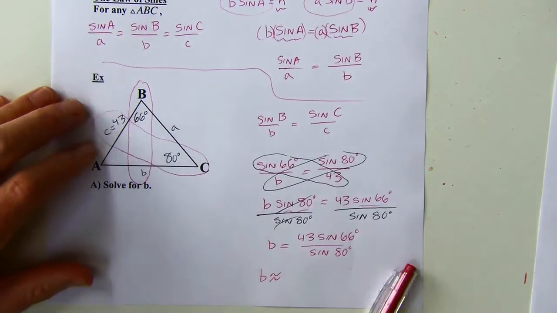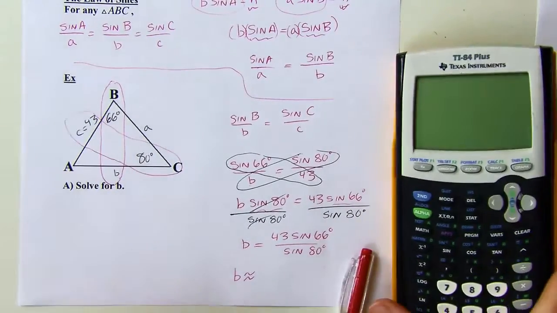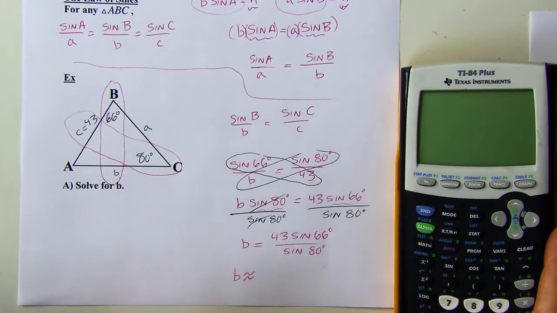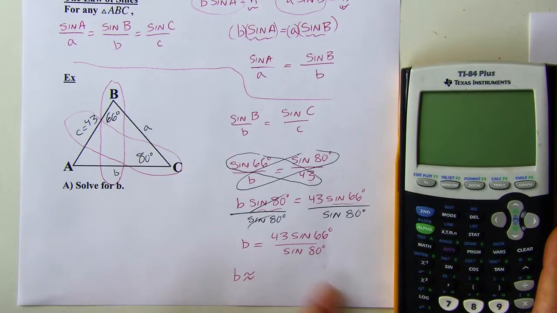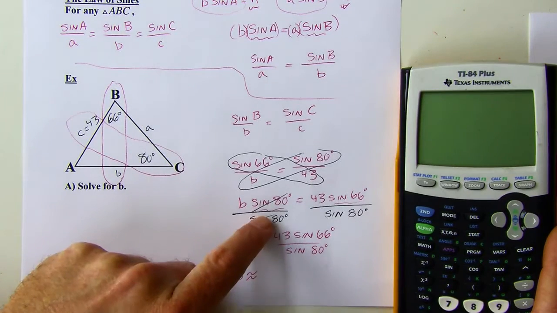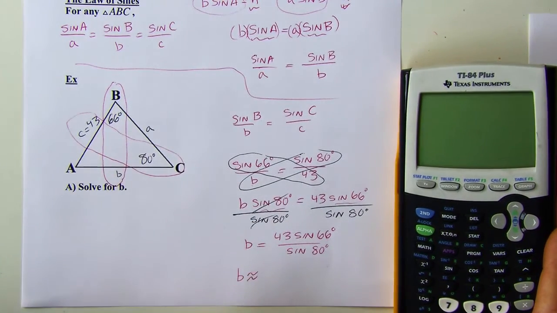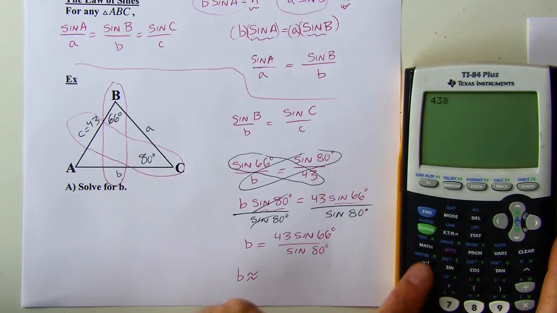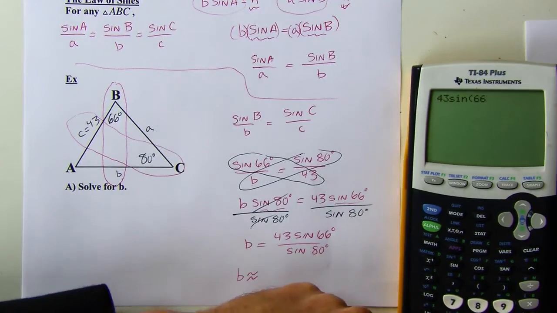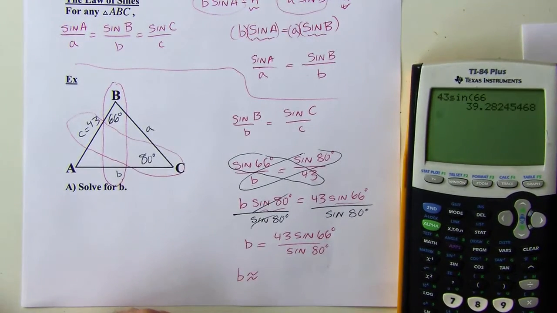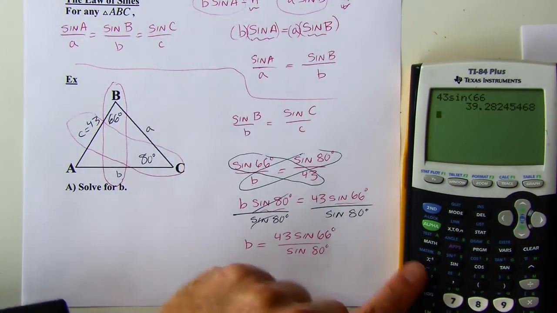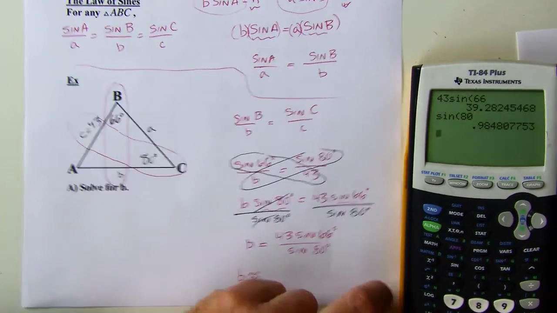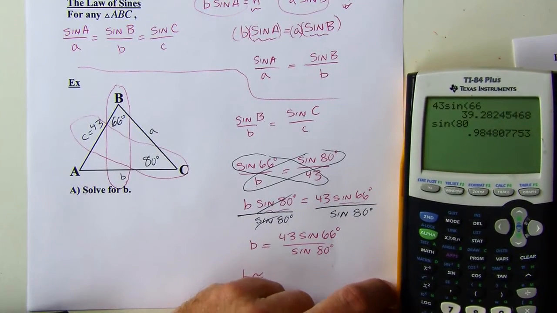Okay, so let me get out my calculator. Try to tip it the right way so you can see the screen. All right, if you have a fancy calculator, you can type in the whole thing like this. I would put the top in parentheses and the bottom in parentheses too if you're going to do it that way. A safer way is to do the top and the bottom separately. Okay, so there I've got 43 times sine of 66. On bottom I've got sine of 80 degrees. Okay, and now I'm going to do division. I'm going to do the 39 number over the 0.98 number.